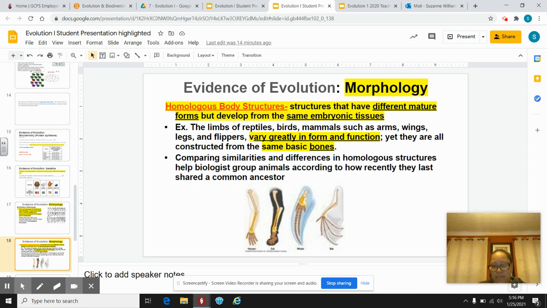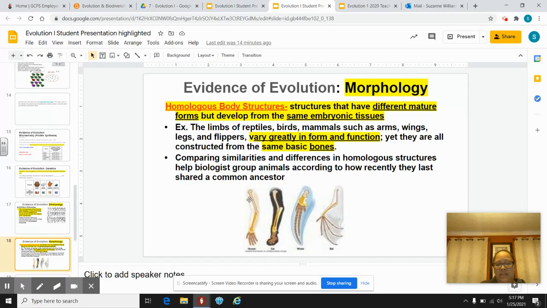Humans don't fly, okay? Whales don't fly, and the function is different. Human arms are for balance. A whale flipper is used as a rudder to steer. A bat wing is used to fly. But if you look internally, the bone structure is the same.